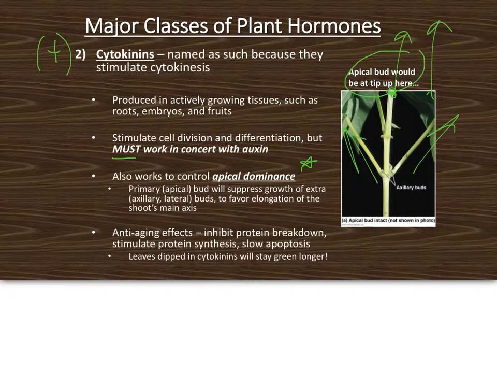Cytokinins are also involved in anti-aging effects. Essentially, a plant will stay green longer if it has cytokinins in it. It keeps the proteins from breaking down and slows down the natural cell death of apoptosis. So if you have leaves or cuttings or even vegetables and you soak them in cytokinins, they're going to stay green longer.